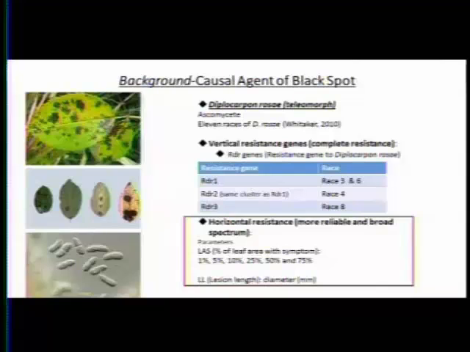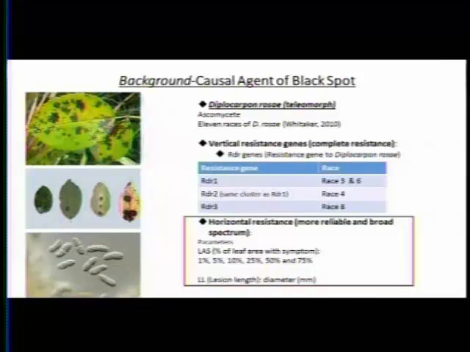In roses, so far three major Rdr genes, the resistance genes to Diplocarpon rosae, have been identified. They are Rdr1, Rdr2, and Rdr3, and they correspond to different races of black spot.